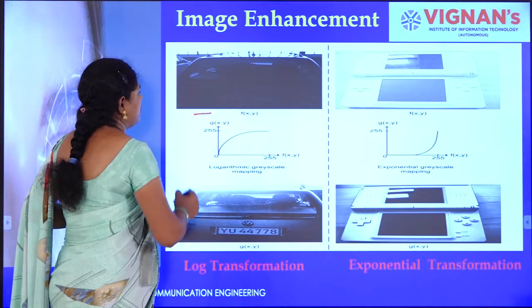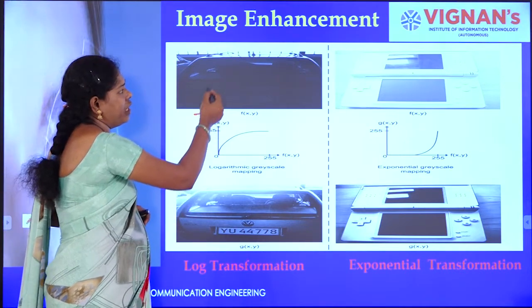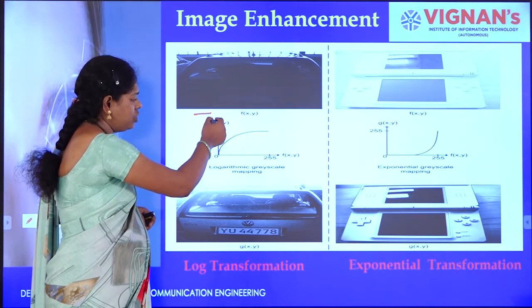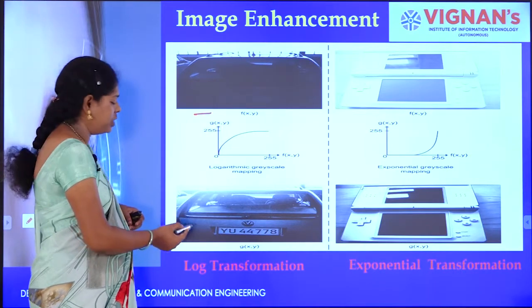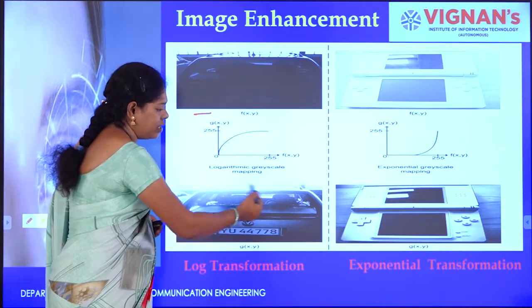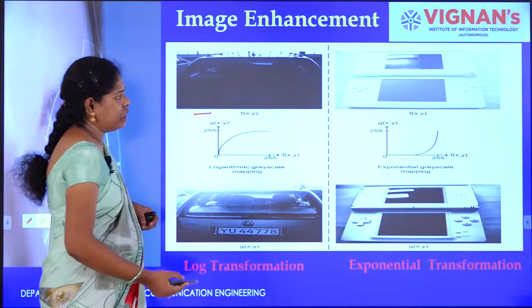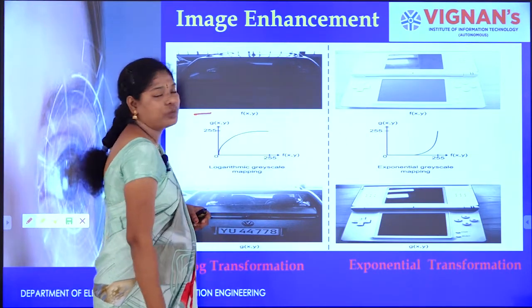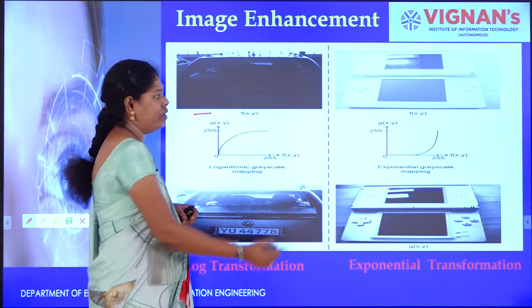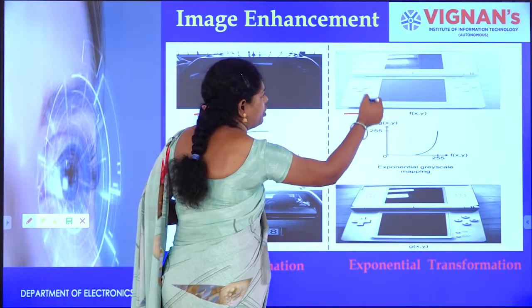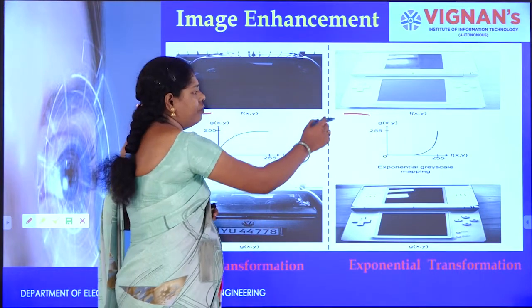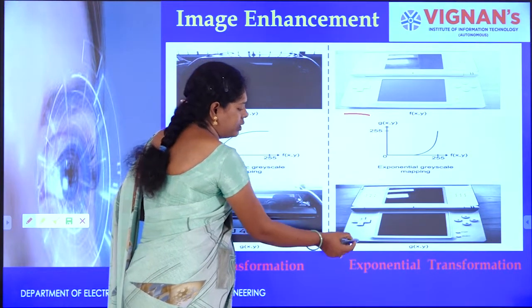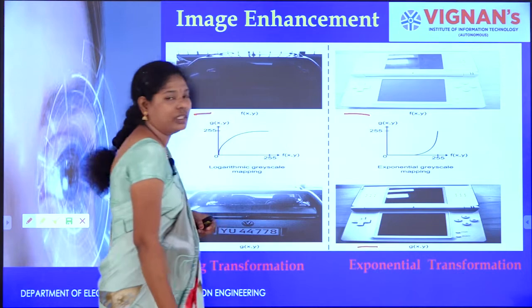Here it is a dark image, where the dark area is dominant. So, here we are applying log transformation to get a better output image. Similarly, the opposite is exponential or anti-log. In anti-log, the white portion is dominant, so we are applying exponential to get a better transformed image.